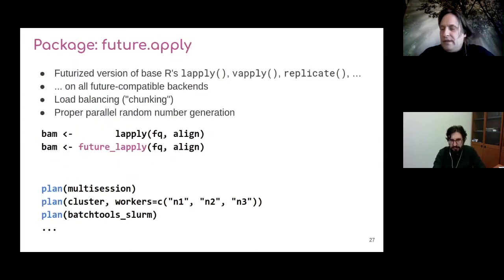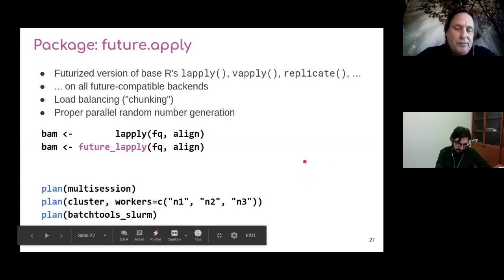So, and then if we want to do a little bit more fancy things like load balancing, random number generation and stuff, we have to do more work. But there is the future.apply package, which encapsulates those tasks and provides an API for all of the base R's lapply, vapply, replicate, and so on in the future framework. So if you have code that calls lapply, you can now just call future_lapply. And you can choose how you want to parallelize: local computer, local machines, or in a job scheduler.